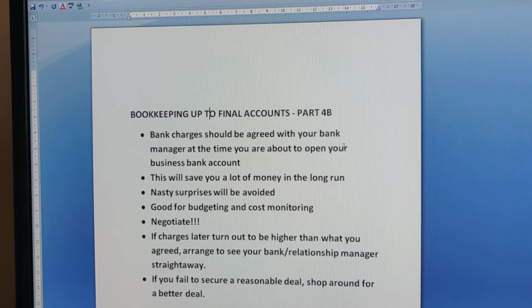Now, at the very beginning, when opening your bank account, you should fix your bank charges or agree your bank charges with your bank manager at the time of opening your bank account. This will save you a lot of money in the long run, and you also avoid being nastily surprised when you receive your business bank statement every month. It is also good for budgeting, and you can also monitor your bank charges, costs. Please do negotiate very well at this stage.